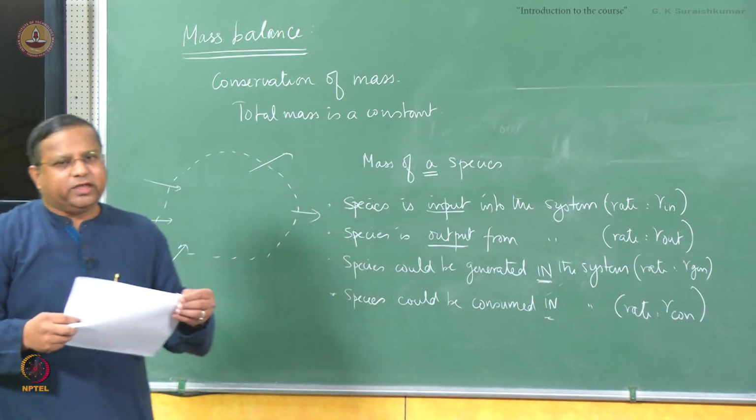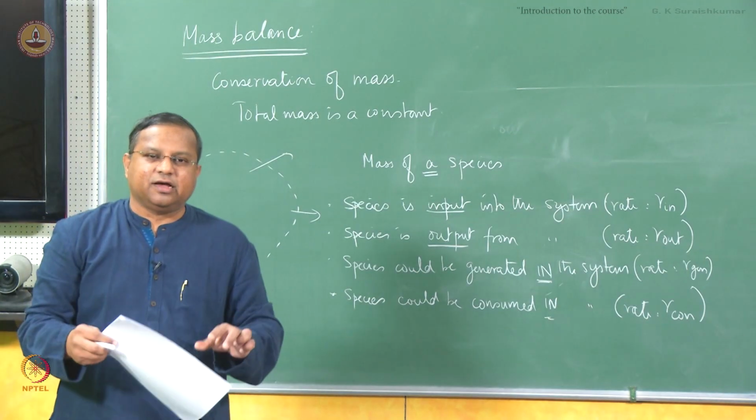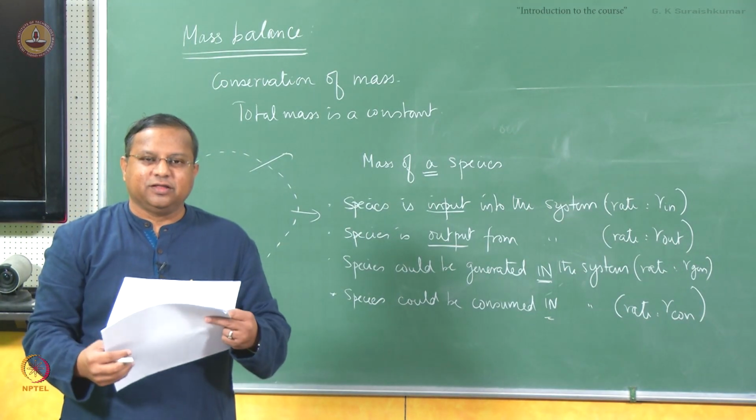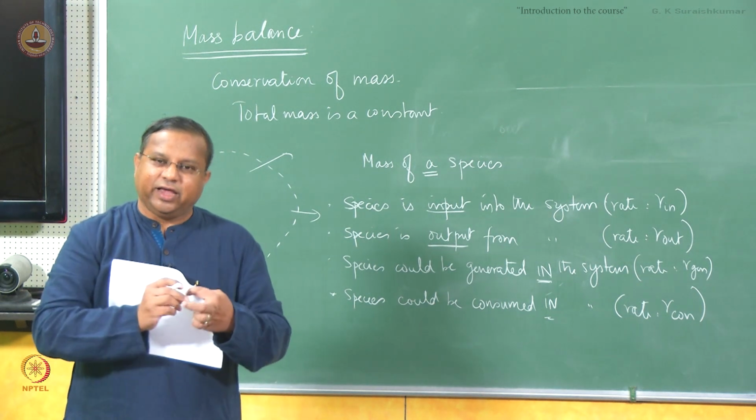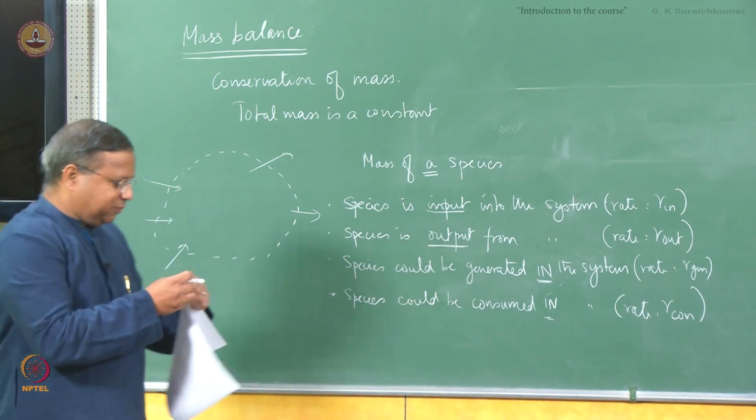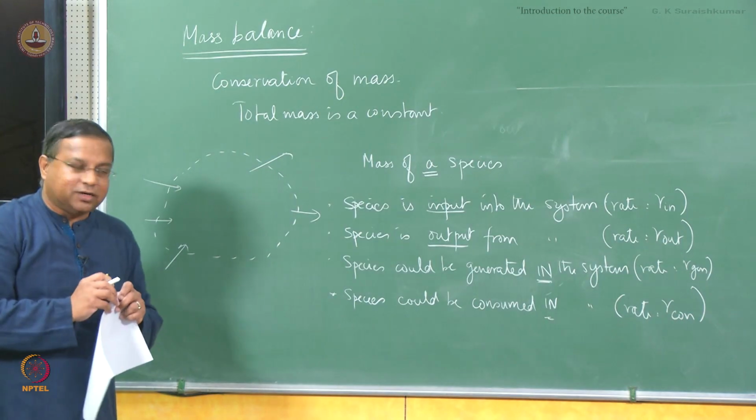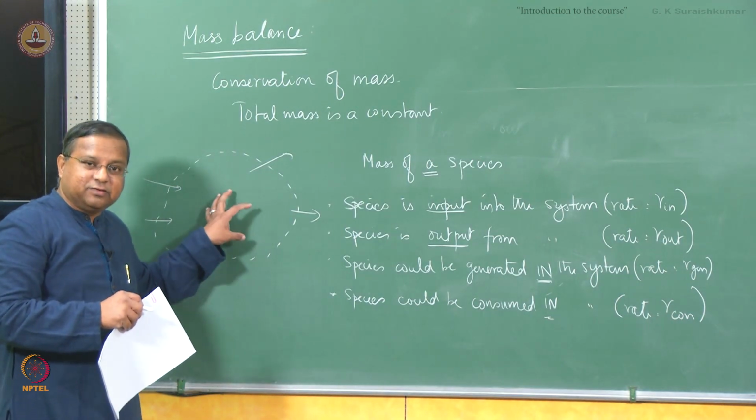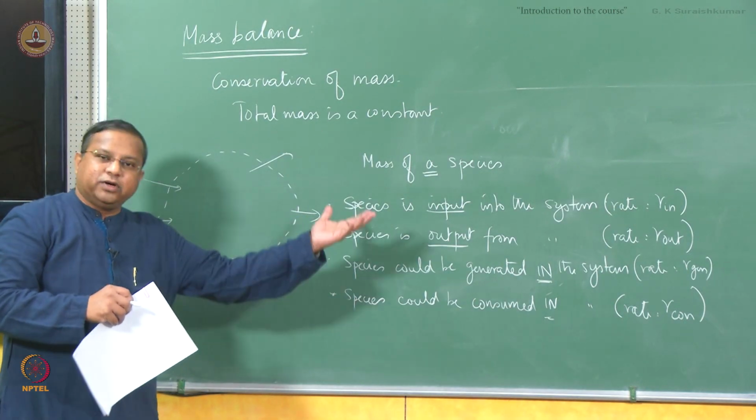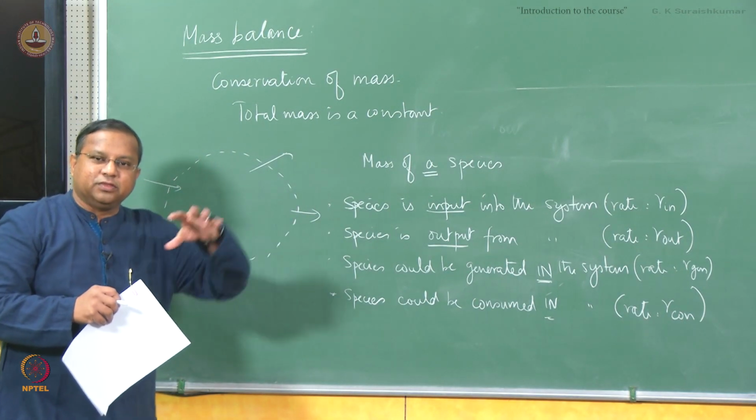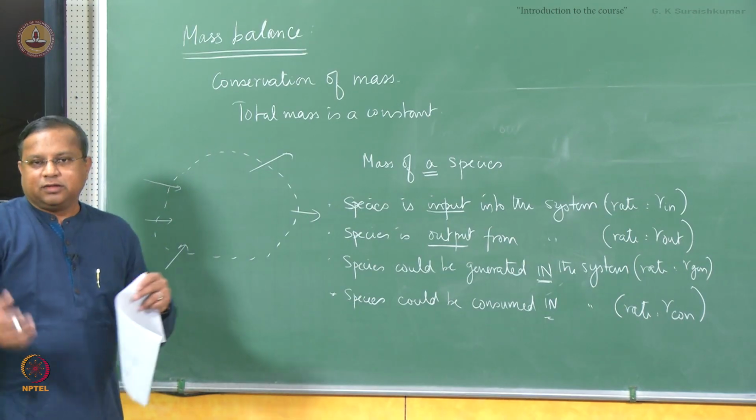Okay. Think whatever you want, these are the only 4 things that can happen to any species that is being considered over a particular system. The system is very important. Over this system, these are the various things that can happen. Over a different system, over a different volume that we want to focus our attention on, different things could happen.